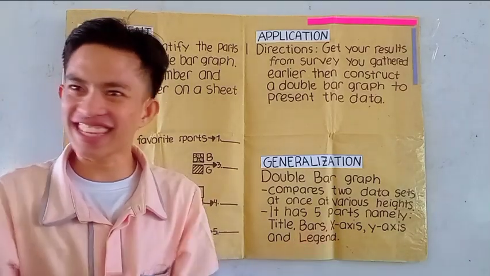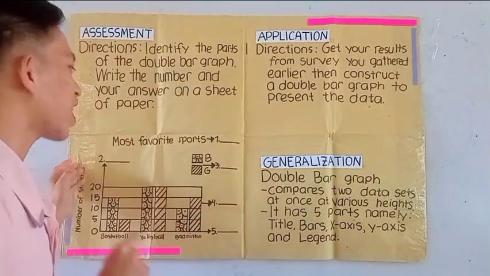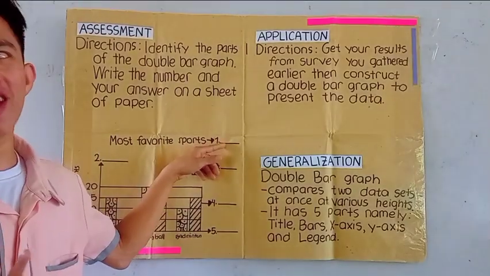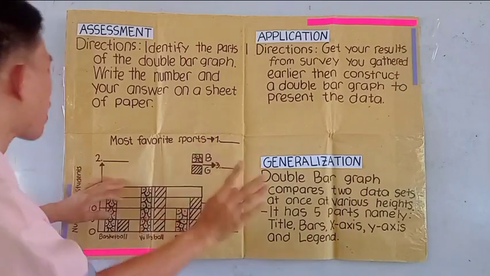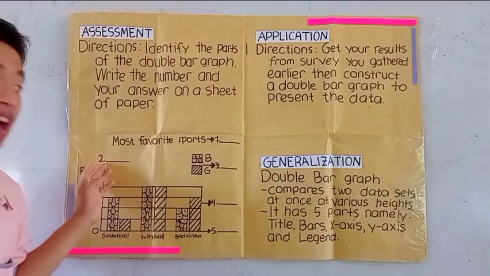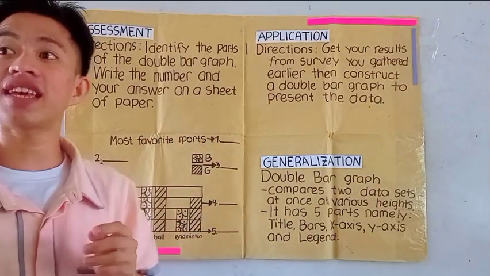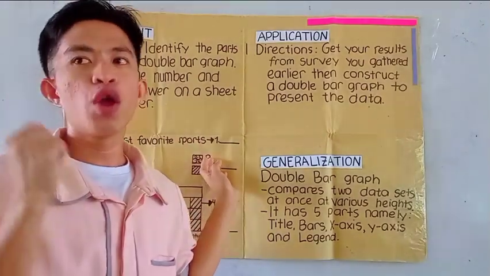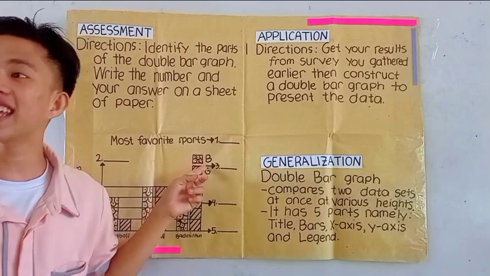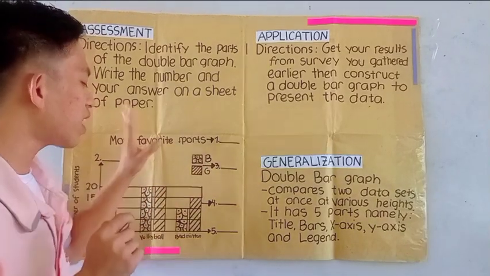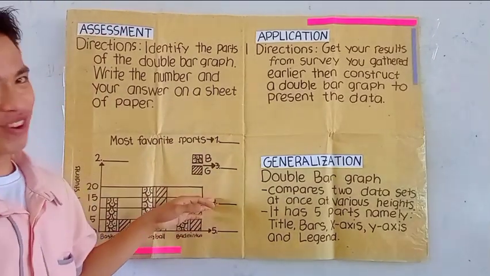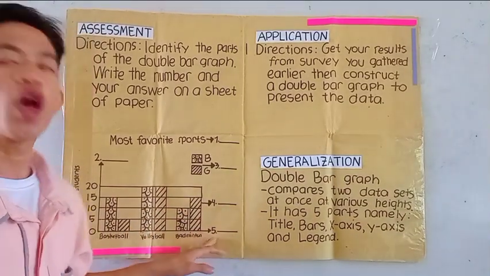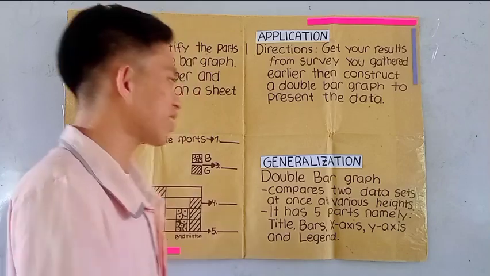Okay, very good. Excellent. Now, let's check your answer. The number 1, it is correct. It is the title. How about the number 2? Not the y-axis, but it is correct, x-axis. How about the number 3? No, it's not the title. It is the legend. The number 4? Correct, you got it right. It is the bars. How about number 5? Correct, it is the horizontal axis.